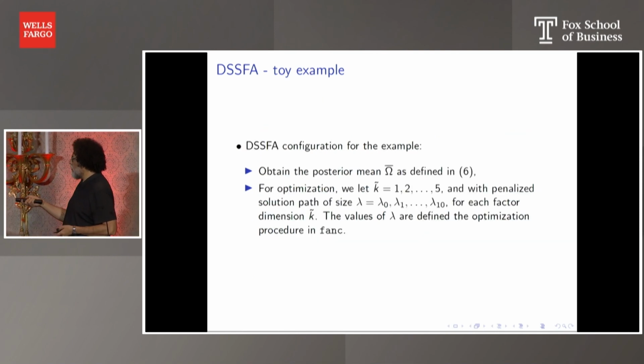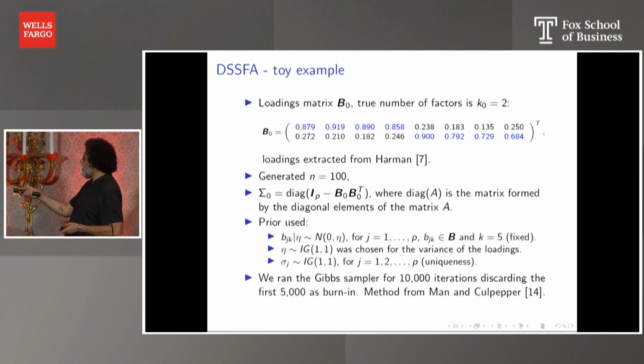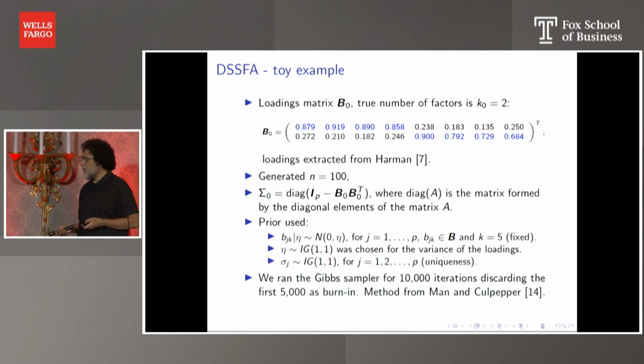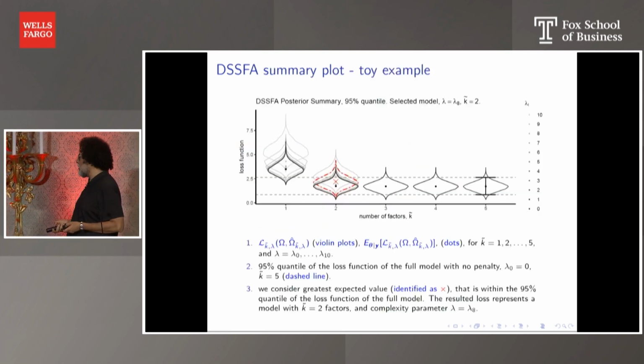And then we now go from 1 to 5. So let me go back here. With 8 attributes, I don't need more than 5 factors. I cannot actually identify more than 5 factors. So we go from K equals 1 to K equals 5. And here we use 10 lambdas.